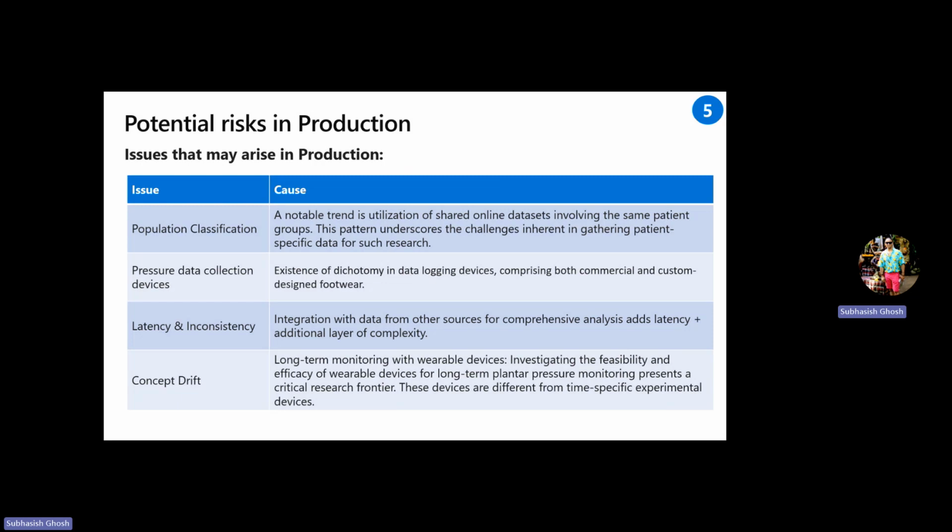Latency and inconsistency. Now we need to integrate data from whichever devices we choose in the previous step, either commercial or custom designed footwear, but then they need to be integrated for a comprehensive analysis, right? So this adds additional latency plus a layer of complexity for researchers. And then eventually we need to ensure that there is not much concept drift as well. Because in long-term monitoring on a wearable device, the efficacy of a commercial device over the long term would be very different from a custom device. So we need to ensure that there is no concept drift in our study. These are some important points to consider for a use case like this.